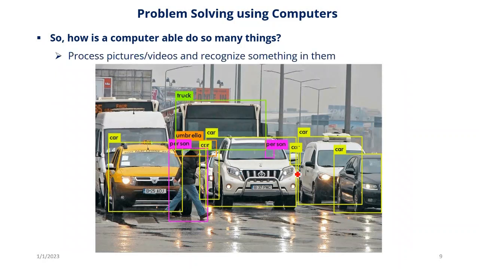Computers can process pictures. You can write programs in Python that can use a camera to look at the street and tell you there is a person on that street, there is a truck, a car, a bus on that street.